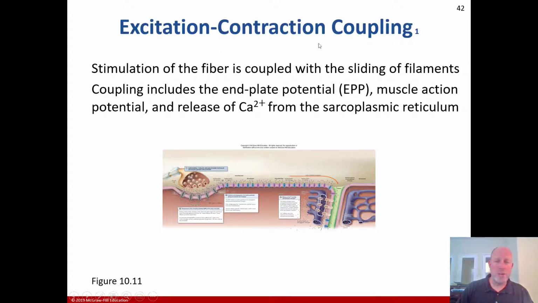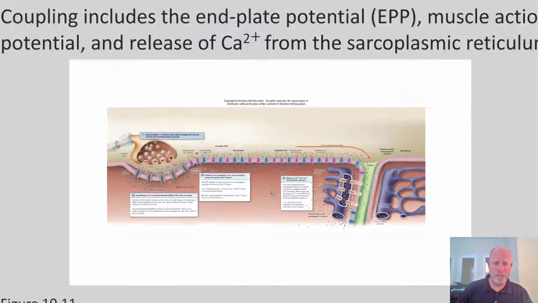For excitation-contraction coupling, stimulation of the fibers is coupled with the sliding of the thick and thin filaments, actin and myosin. The coupling includes the end plate potential, EPP, the muscle action potential, and the release of calcium from the sarcoplasmic reticulum.